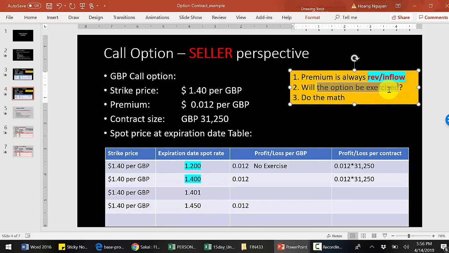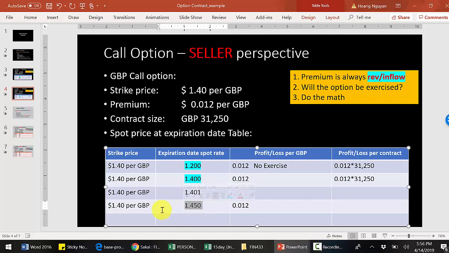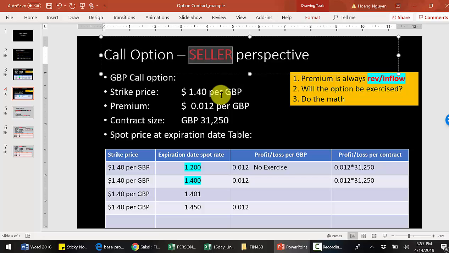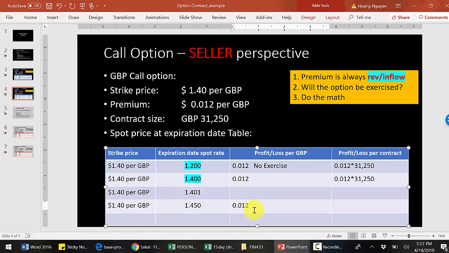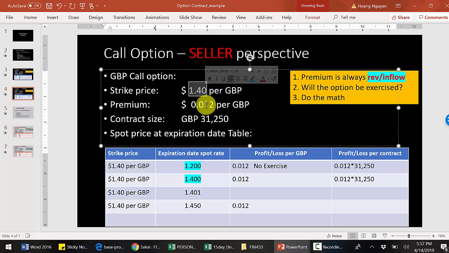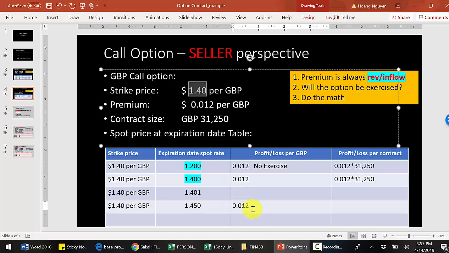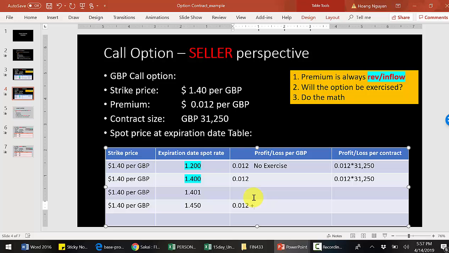Now, will the option be exercised? The answer is yes, the buyer will exercise the option in this case because the buyer only has to pay 1.4 instead of the higher market price of 1.450. Now, from the seller perspective, what does this mean? It means that the seller will deliver the pound and receive $1.4 from the option holder, right? So the seller receives 1.40, right?